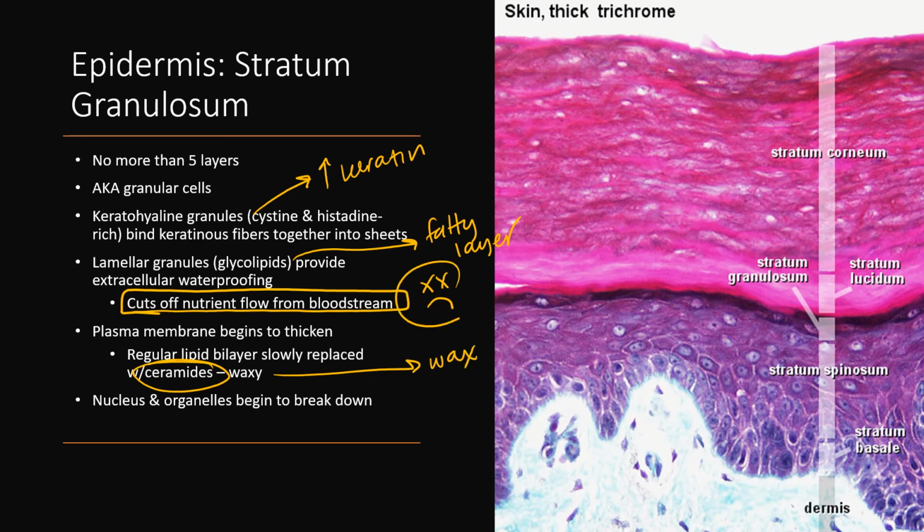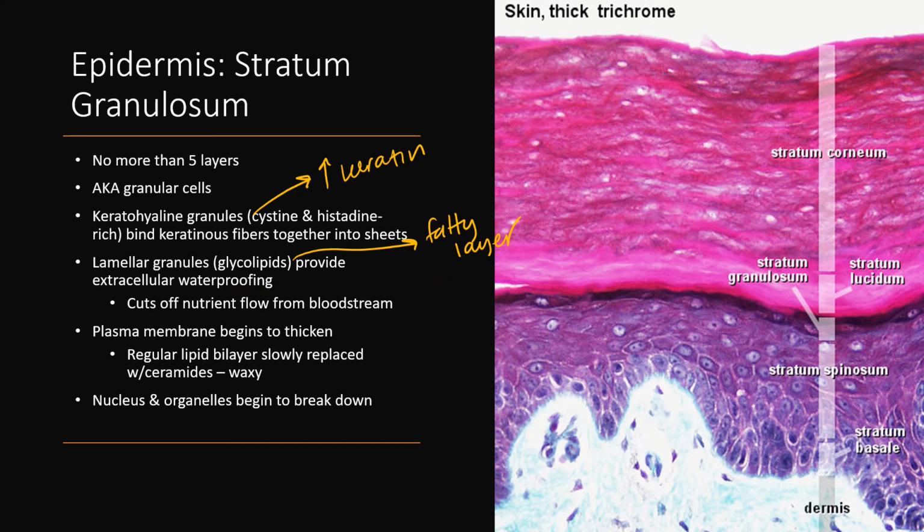You can see how it's not going to let the cell survive very well. And therefore, between having that excess of keratin and just not being able to get any nutrients in or wastes out, both the nucleus and the organelles of your skin cells start to break down. Let's take a look at the slide a little bit.